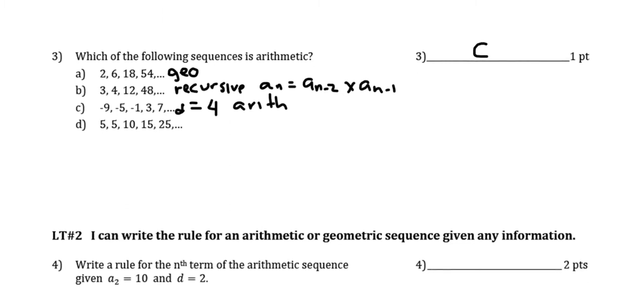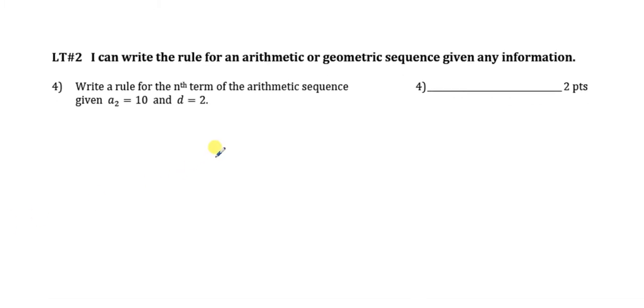All right, question number 4. Write a rule, so arithmetic sequence. Right there, we can tell that this is going to be formula number 1. And I think the question that's like this on the test, I actually took it off and made it a bonus question. We didn't work too many problems where we weren't given a1.